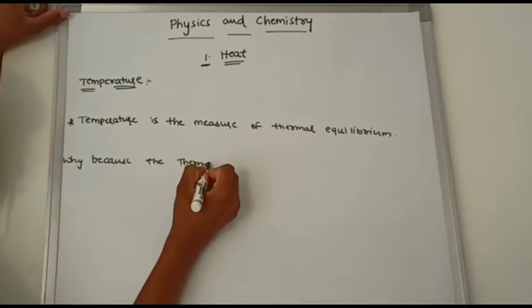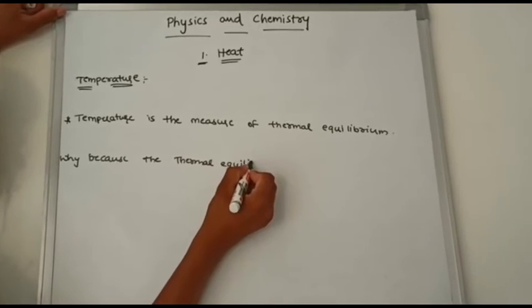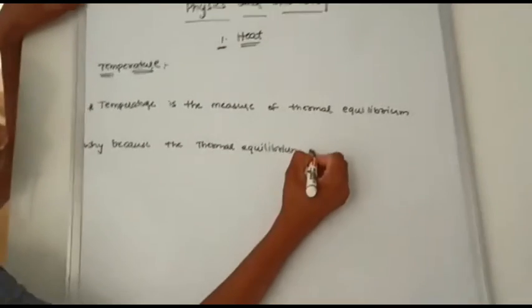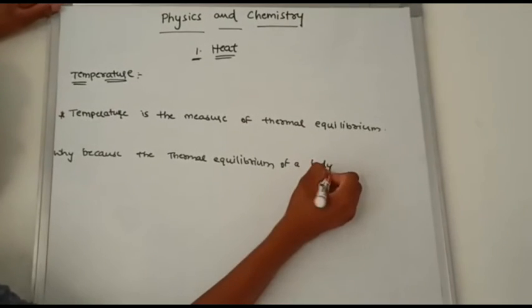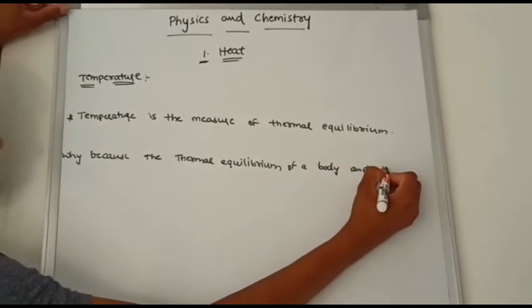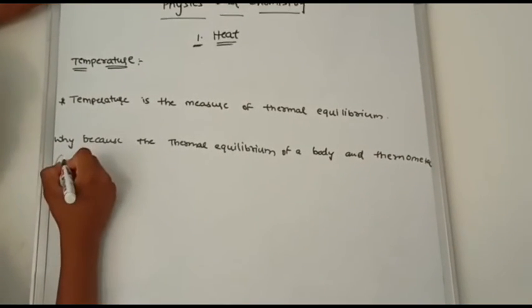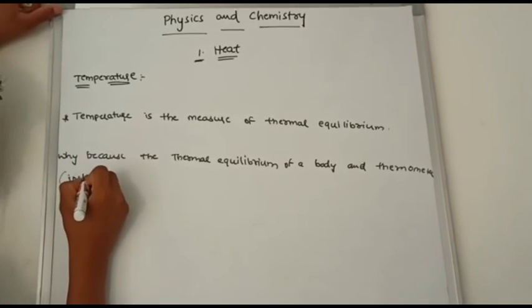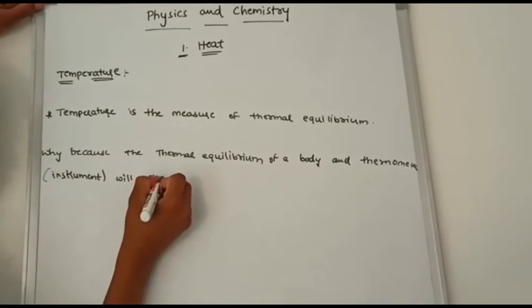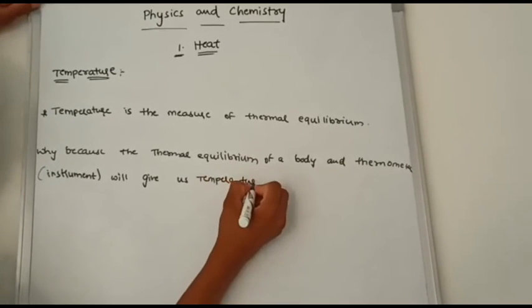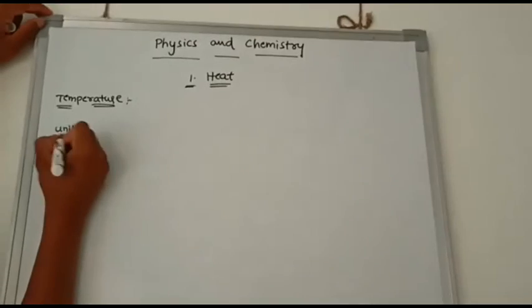Why? Because here I will give you the reason, students. Please listen carefully. The thermal equilibrium of a body and the thermometer. Here thermometer is an instrument, so thermometer or any other instrument, we have the thermal equilibrium of a body, and thermometer will give us the temperature of that particular body which is in thermal contact with the thermometer.